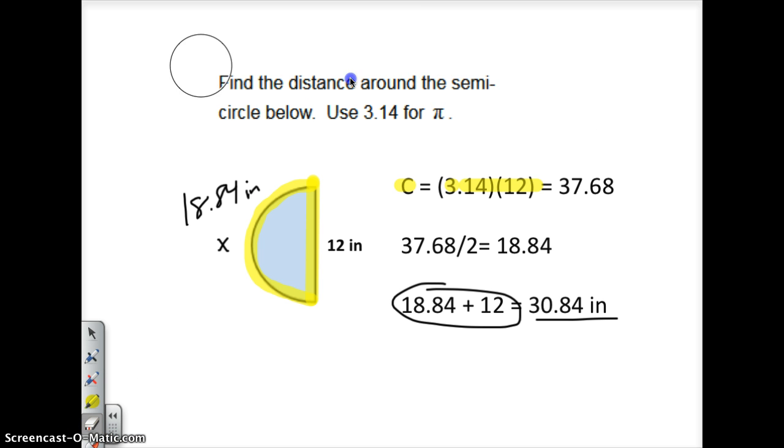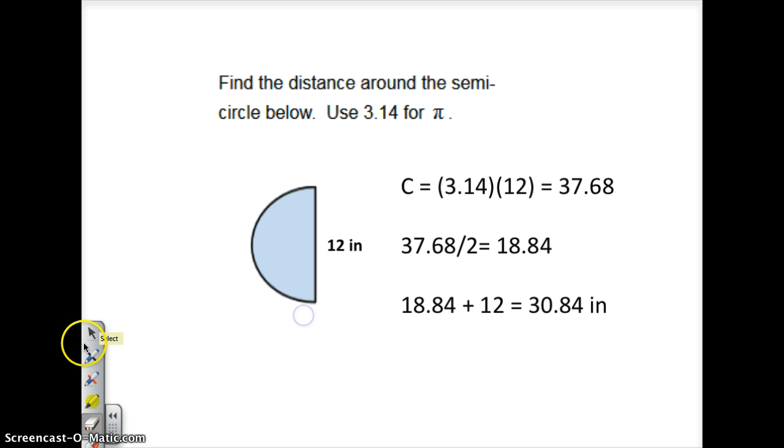Most often we're just asked for the arc length, but we need to watch out for those scenarios where they're asking for more.